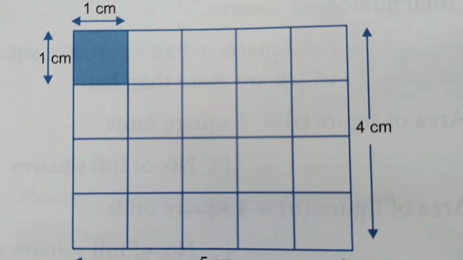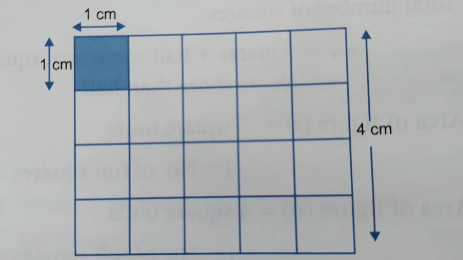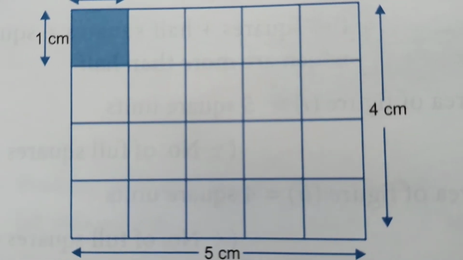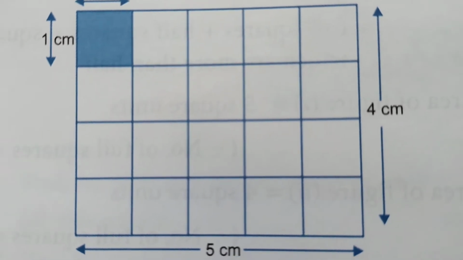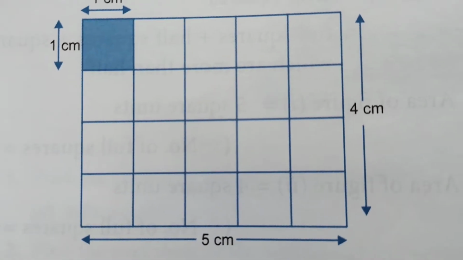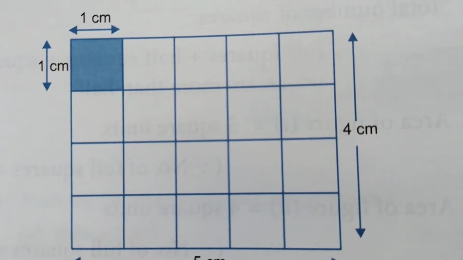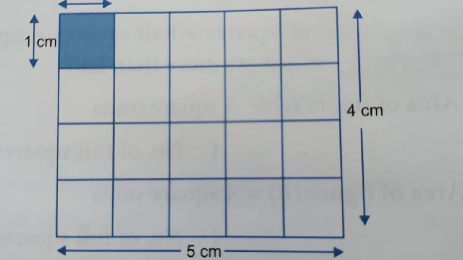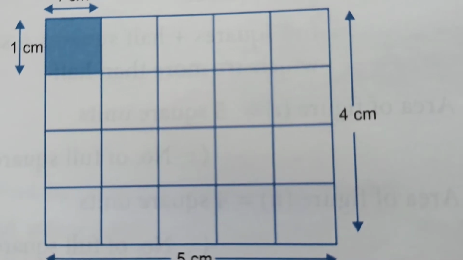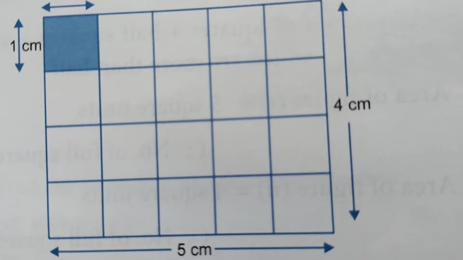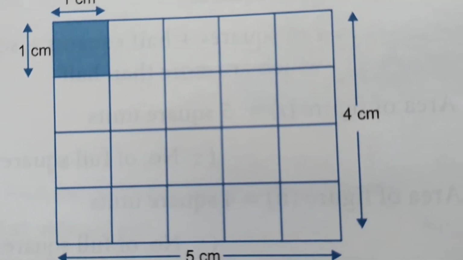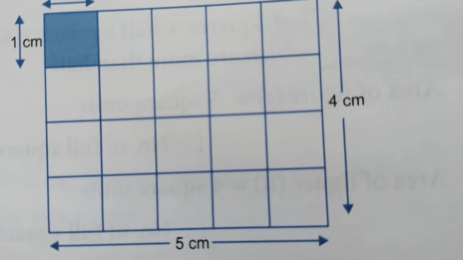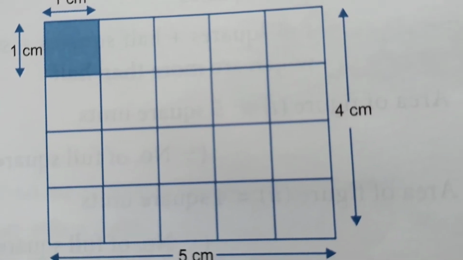Like that, how many are there? 1, 2, 3, 4, 5, 6. If you keep counting, 20 square boxes are there. So the area of this rectangle is 20, which is nothing but 5 into 4. 5 4s are 20 square centimeters. This is a practical way to learn area. So first we divide it into small squares, then we count them.